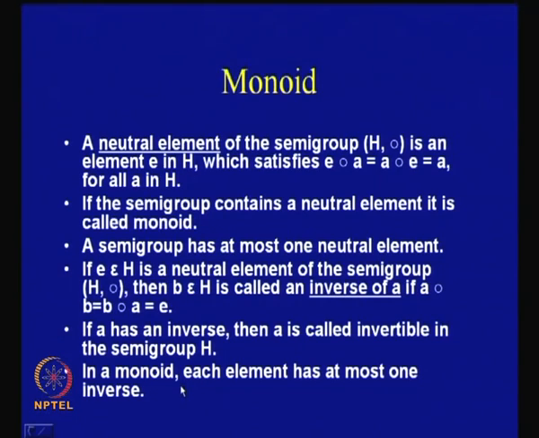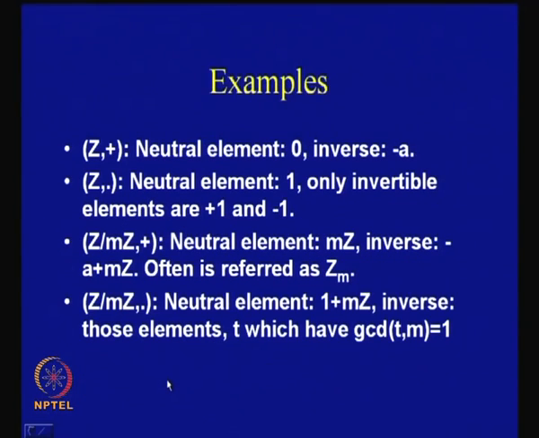In a monoid each element has at most one inverse. This result can also be proved. Examples: if I consider Z comma plus, the neutral element is 0 and the inverse is minus A. If you consider Z and multiplication, then the neutral element is 1, and the only invertible elements are plus 1 and minus 1, because for any other integer, let's say 5, there is no integer with which you can multiply to obtain back the neutral element. What about the residue class Z slash mZ with the operation plus? Then the neutral element is mZ itself.